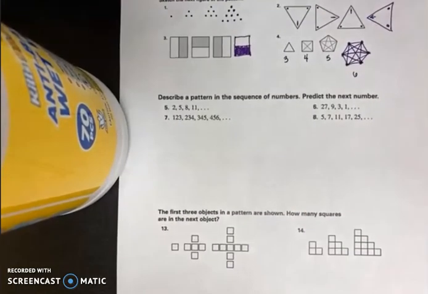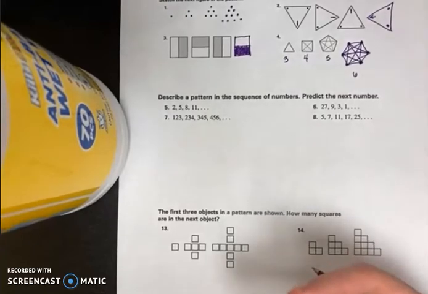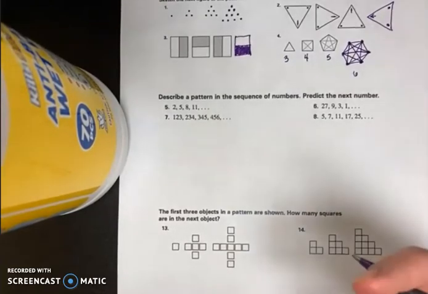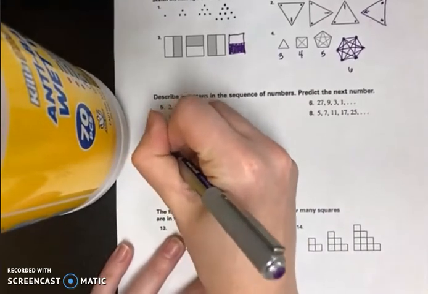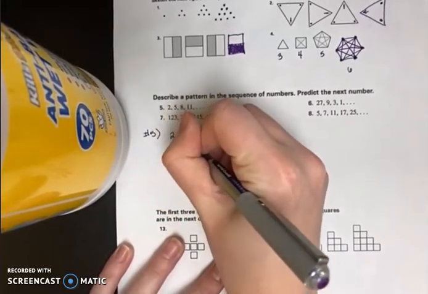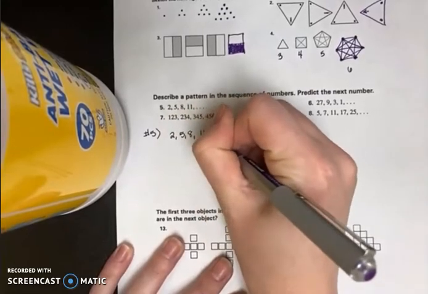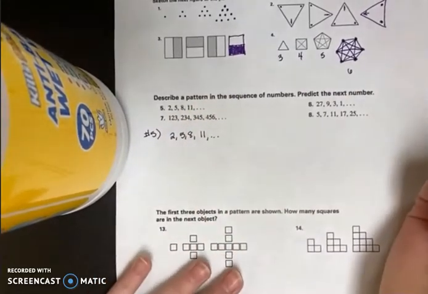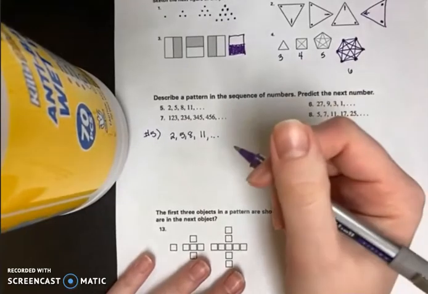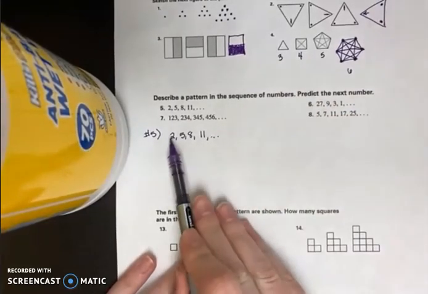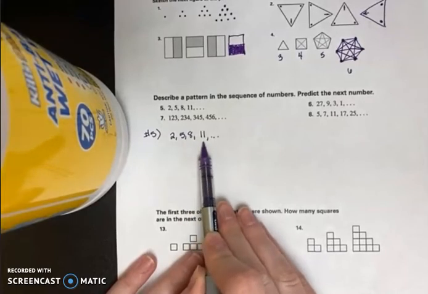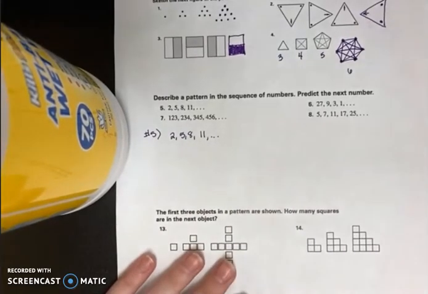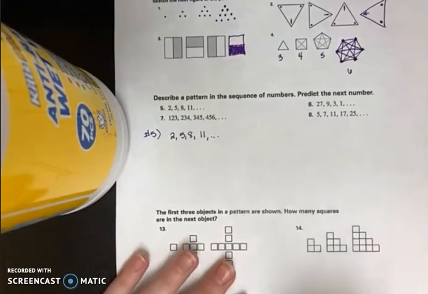For 5 through 8, we're going to describe the pattern of the sequence of numbers and then predict what the next number would be. So in order to do that, I'm going to write it below here where I've left some more space. A sequence is just a list of numbers, which is what we're seeing happen here. So I want to know, how do I get from 2 to 5? From 5 to 8? From 8 to 11? How am I getting from one term to the next?